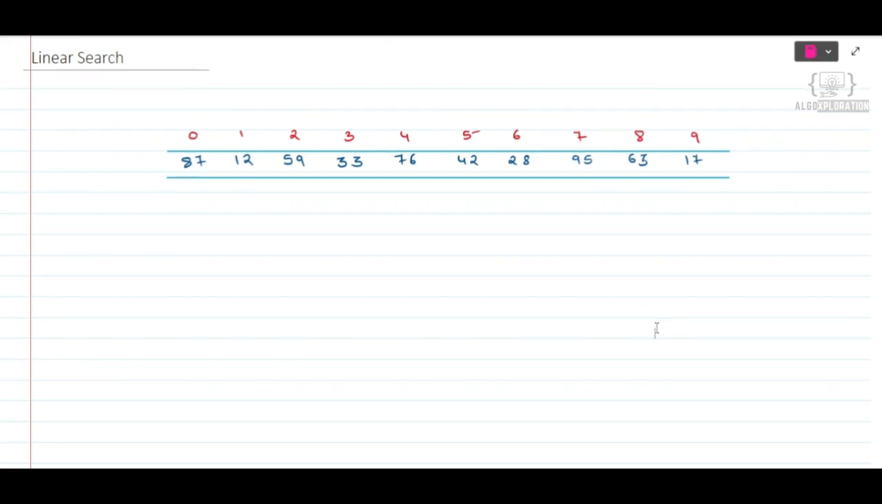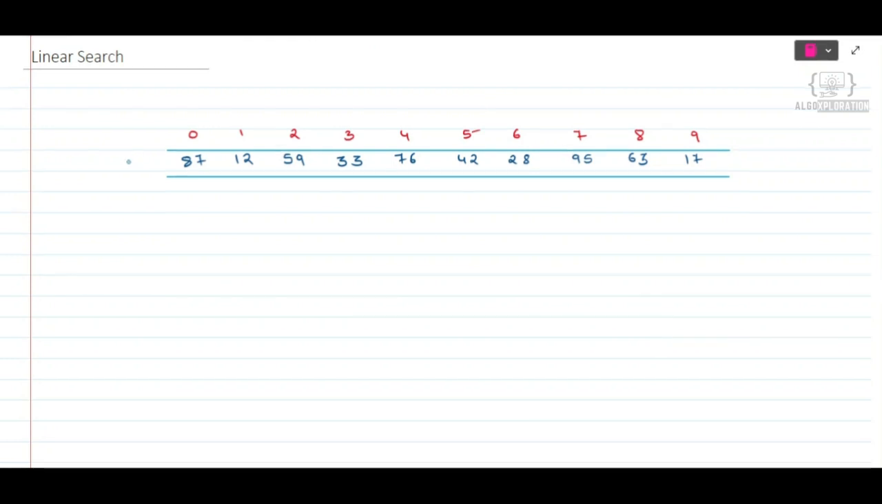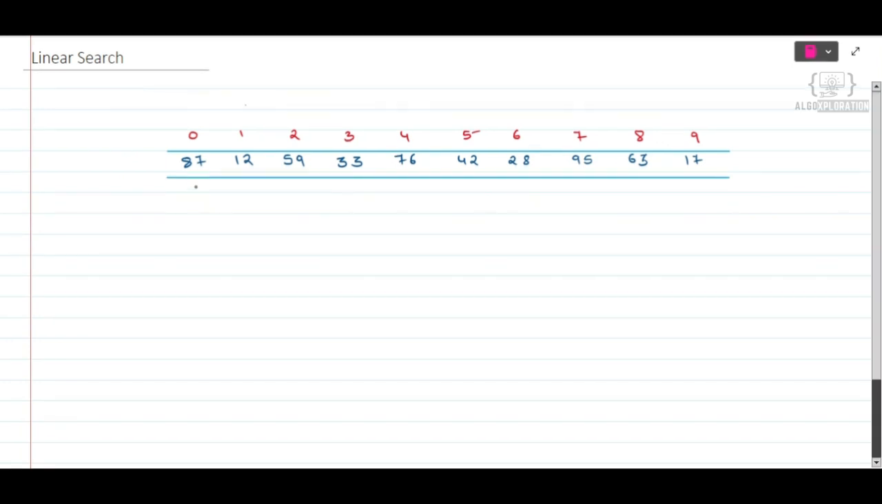Now we want to check whether the element 59 is present in the list or not. So we will first check it with the first element, that is the 0th element. Is 87 equal to 59? No. Is 12 equal to 59? No. Is 59 equal to 59? Yes. So we will return true. That means 59 is present in the list.